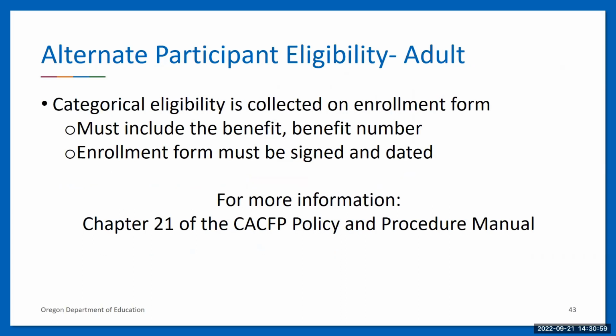Adult daycare centers may use information from enrollment forms to determine eligibility if the following items are included on the enrollment form: the benefit type, the benefit number, a signature from the participant or guardian on the form, and the date. For more information on eligibility for adult daycare homes, please see Chapter 21 of the CACFP Policy and Procedure Manual.